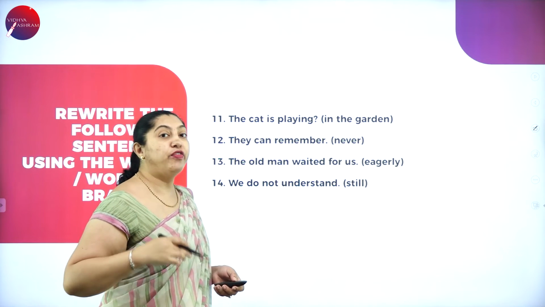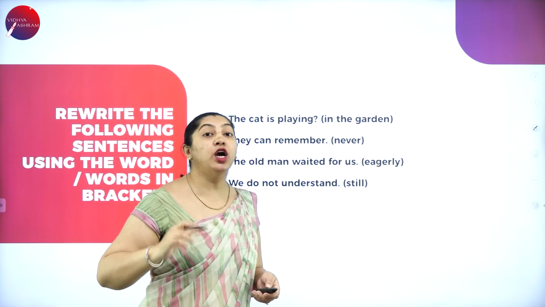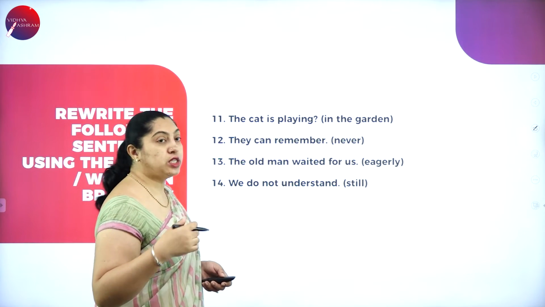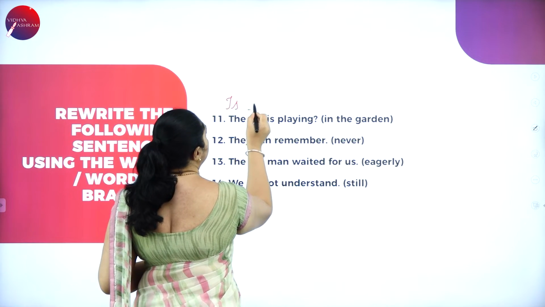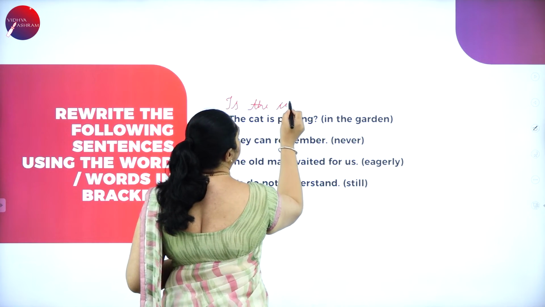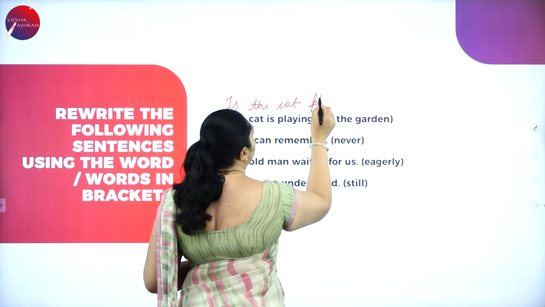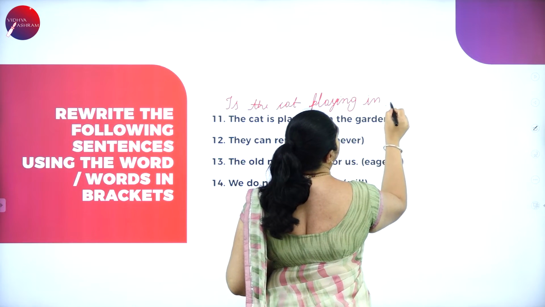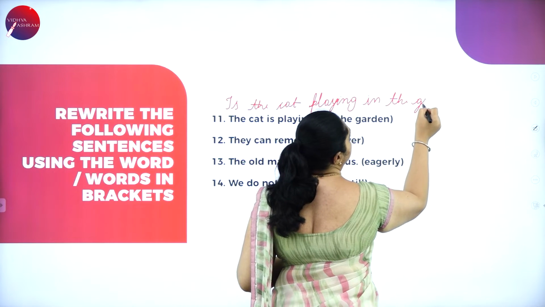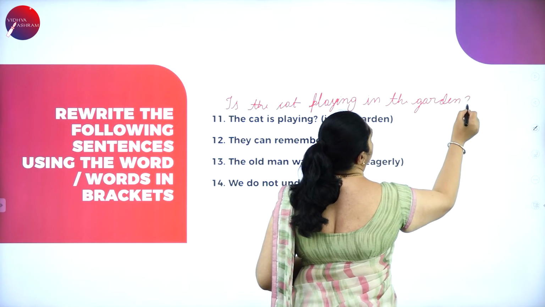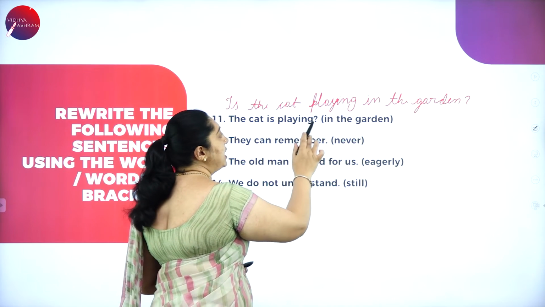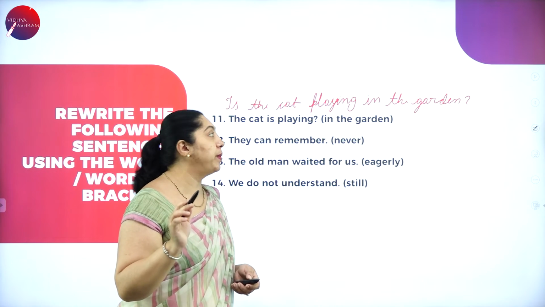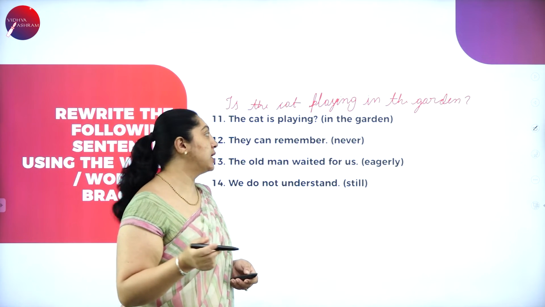So here, when you frame a question, it should be in the question form, because at the end here you can see the question mark. So you are supposed to write like, is the cat playing? Is the cat playing in the garden? Because the sentence itself is ending with the question mark and your answer should be in the question form itself. Is the cat playing in the garden?